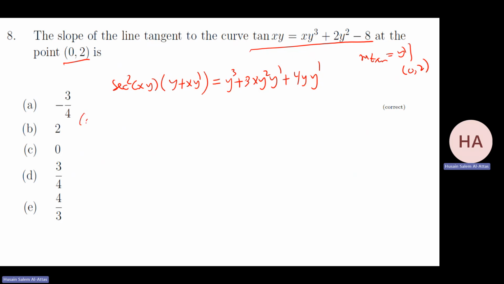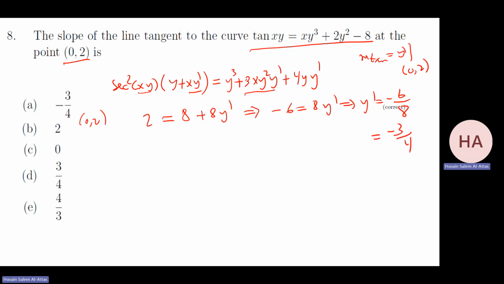Now substitute 0 and 2. Secant 0 is 1, secant squared 0 is 1. This will be 2. Everything here is 2. Now this is 0. 1 times 0 plus 2, which is 2, equals y cubed, which is 8, plus 0, plus 8y'. So I have minus 6 equals 8y'. So y' equals minus 6 over 8, which is minus 3 over 4.